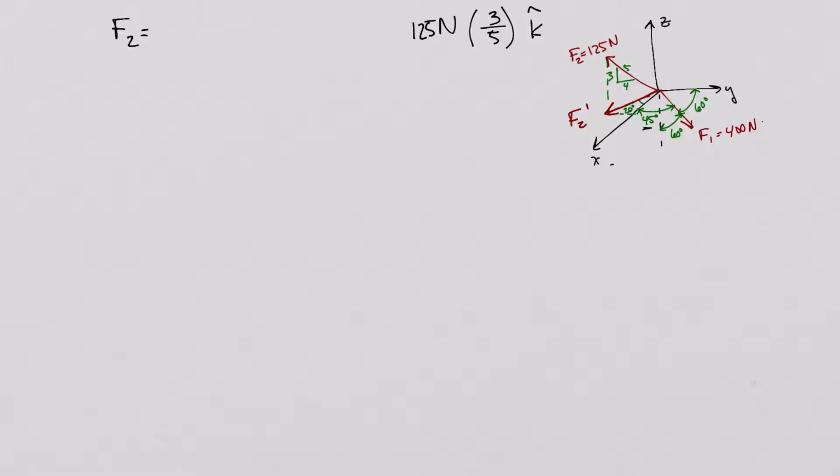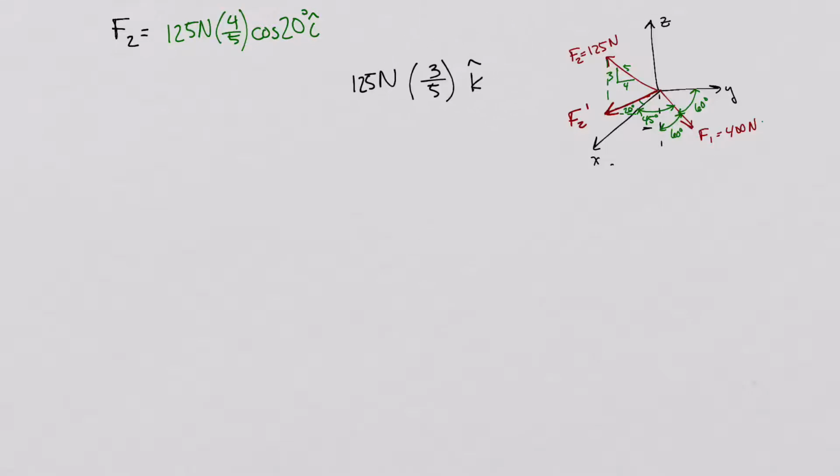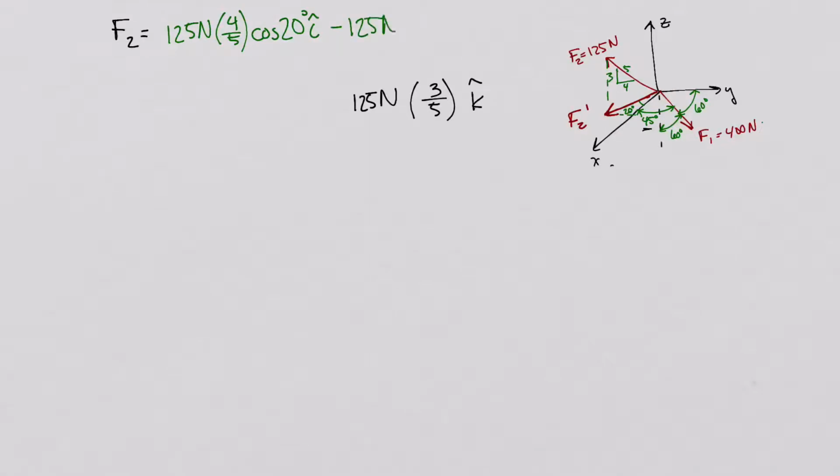So for the x component, I'll do green, 125 newtons times 4 over 5. That just gets us down to that xy plane. And then we want that x component, so cosine of 20 degrees would give us that i. I may not quite have room for that j there, so I'm just going to move this down. And then for the j, the y part of that, it's going to be negative, and it's that same 125 newtons times 4/5. So that gives us just that F2 prime. And then now we want that y component of it, so that'll be the sine of 20 degrees j, and that's going to be plus that k component.